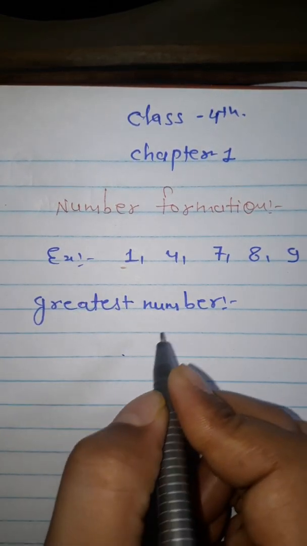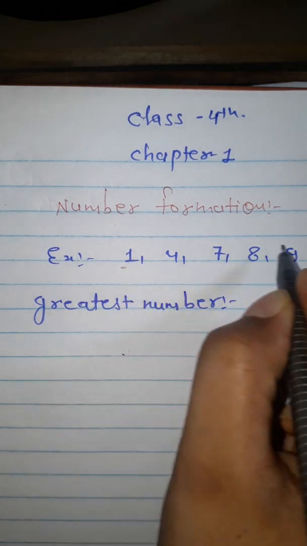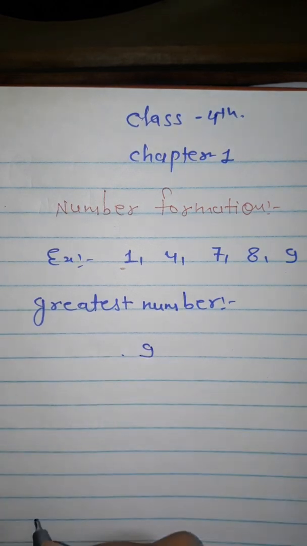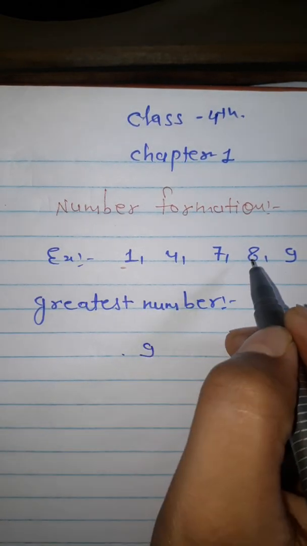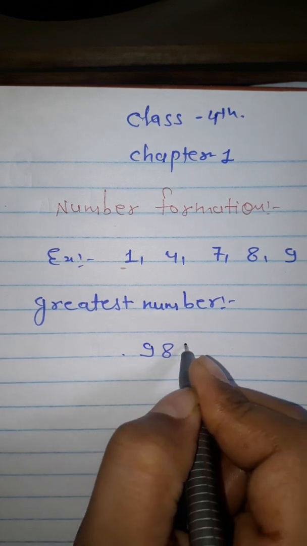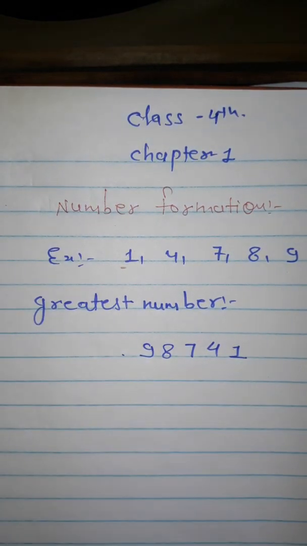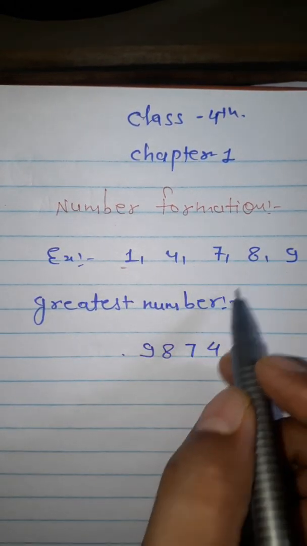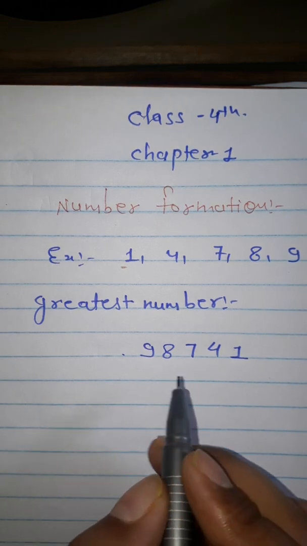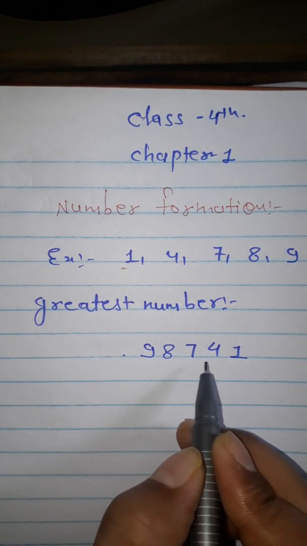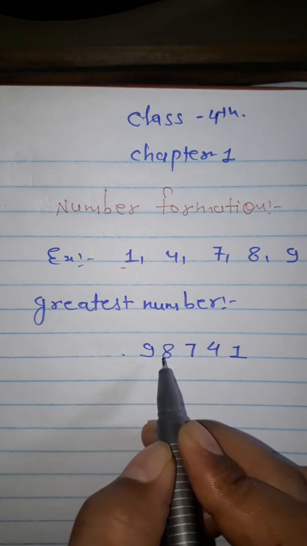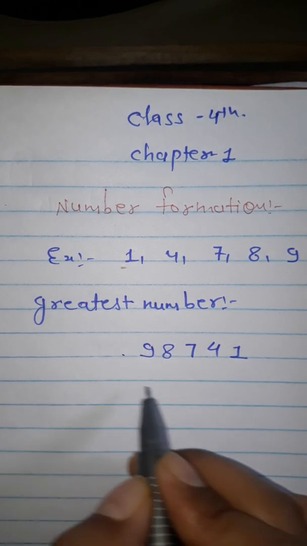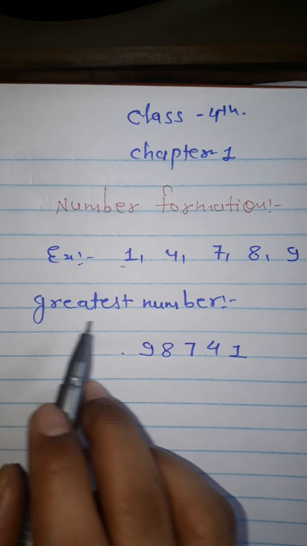That means first of all we write the greatest digit from these 5 digits. So which is the greatest digit? There is a 9. Okay, after that the second greatest digit is 8, afterwards 7, then 4, then 1. By this we clearly make the greatest number using these 5 digits. We only have to remember that we write these digits in descending order: greatest, then 8, then 7, then 4, then 1.